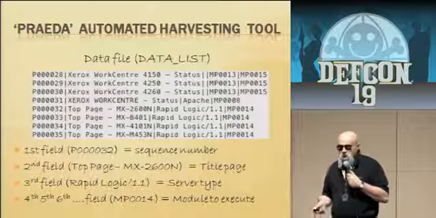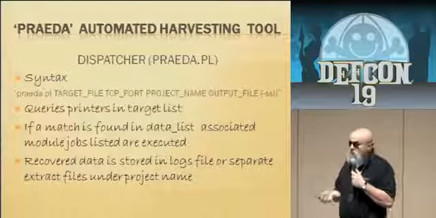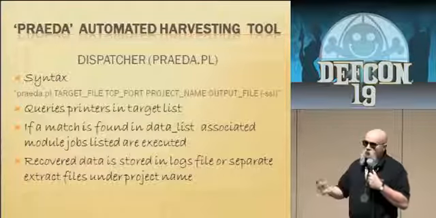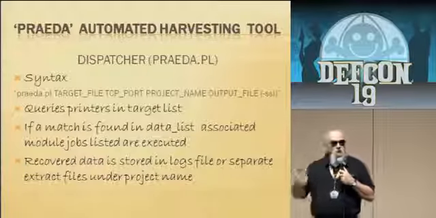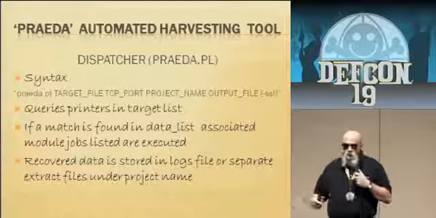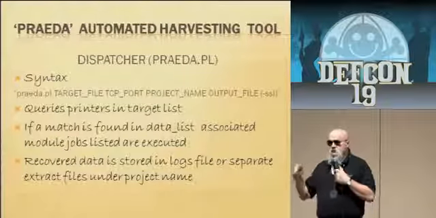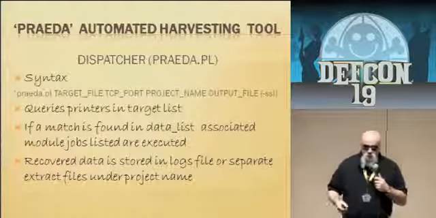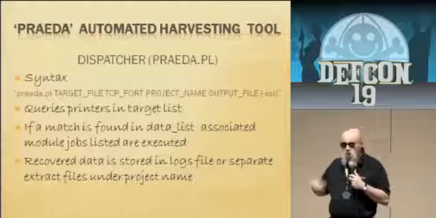So generally the tool syntax is Praeda.pl, the target file, the TCP port you want to go to, whether it's 80, 443, 8080, 8000, and then also the project name, what you want to call the project. The project name creates a folder, and the output file is a log file that's generated. All the data this thing gathers is written into the project folder, and the output log file records what's taking place, and in some of the modules where it extracts specific passwords, it'll write them into the output log. So this queries the printers in the target list. If a match is found, the device is attacked, the information is pulled, and it's stored in this method here.